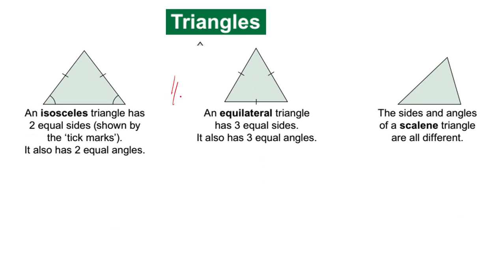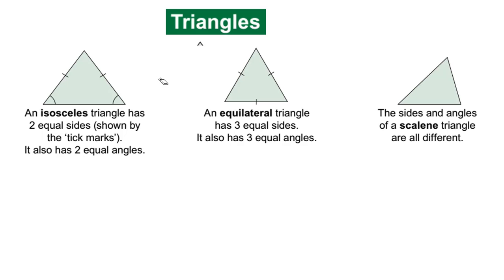Okay. What they could ask in the test is, number one, to first of all name a triangle. You will be expected to know what an isosceles triangle is, what an equilateral triangle is, and what a scalene triangle is. Right, so we're going to start quickly with the isosceles triangle.